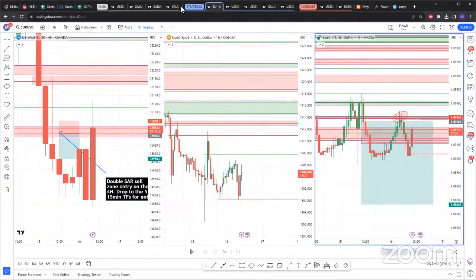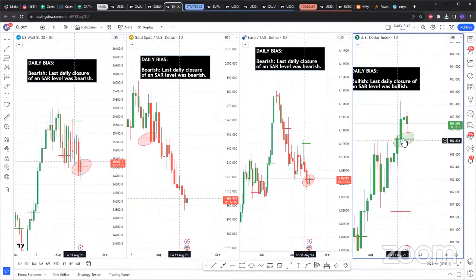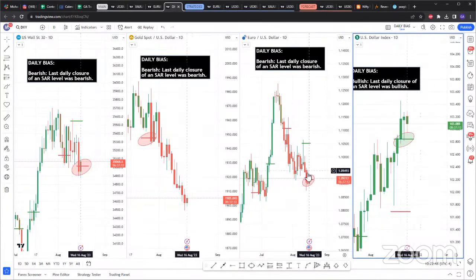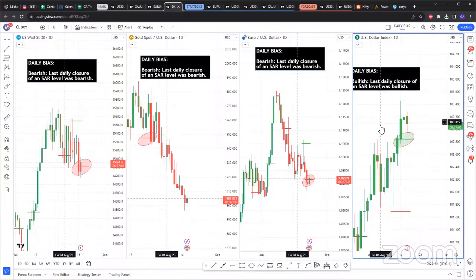But again, the other thing to look out for is this DXY. So long as the DXY remains above this bullish zone, all of these instruments, US 30, gold, and EU should ideally keep dropping.